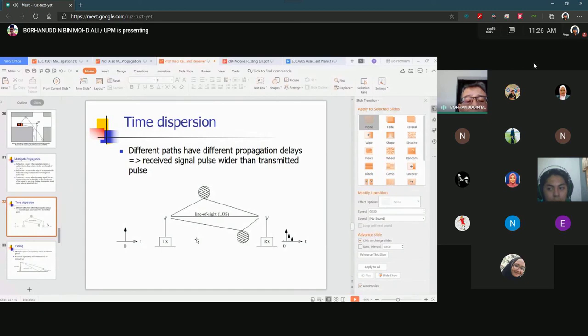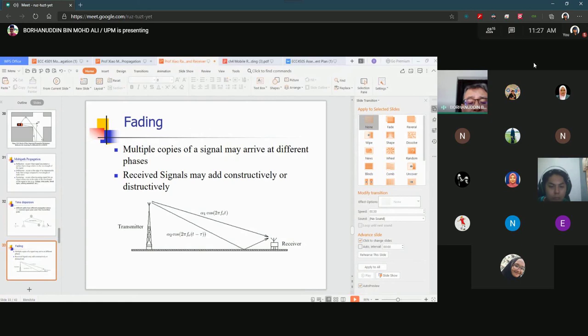And also it depends on the data rate that we are transmitting. If it is a very low bit rate, the pulse will be wider. And you have a lot more dispersion.